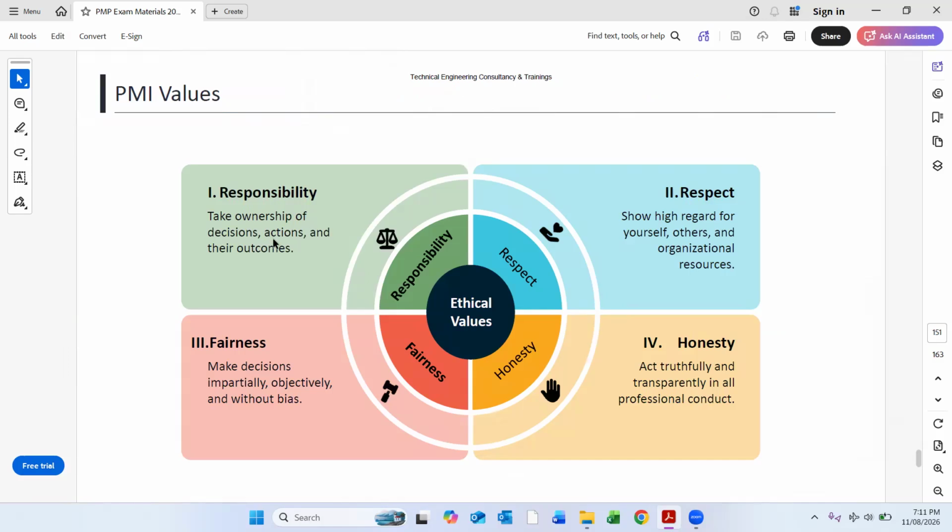PMI values responsibility, respect, fairness, and honesty. These are the four values of PMI. We take ownership of decisions, actions, and outcomes, and we show high regard for ourselves, others, and organization resources. Act truthfully and transparently in all professional conduct. Make decisions impartially, objectively, and without bias.